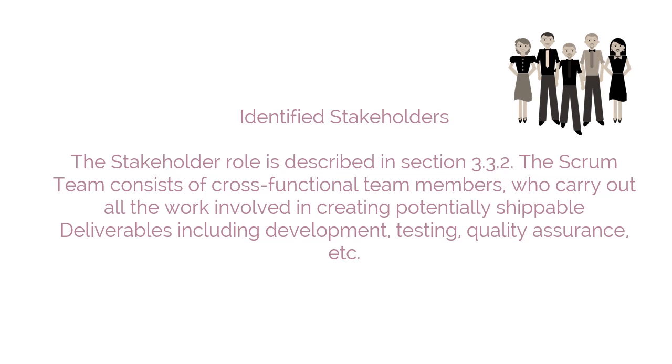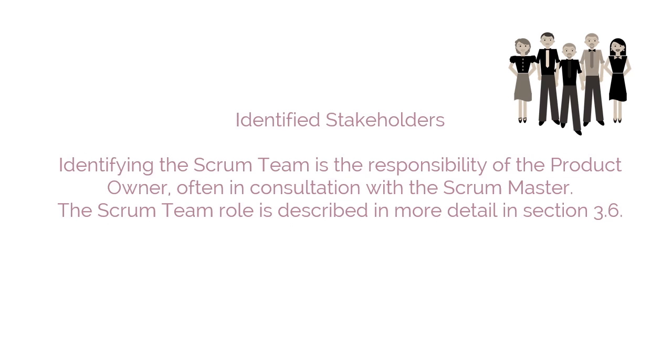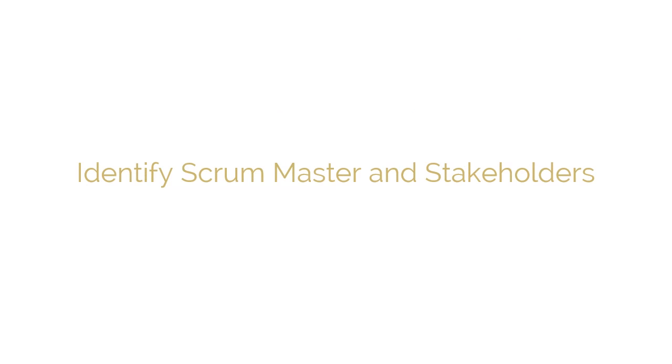The Scrum team consists of cross-functional team members who carry out all the work involved in creating potentially shippable deliverables, including development, testing, quality assurance, etc. Identifying the Scrum team is a responsibility of the product owner, often in consultation with the Scrum Master. The Scrum team role is described in more detail in section 3.6.